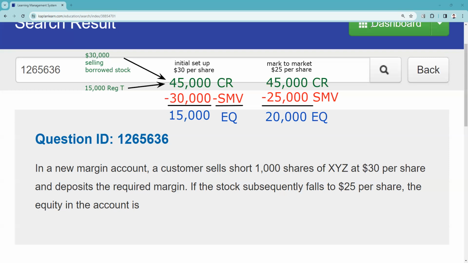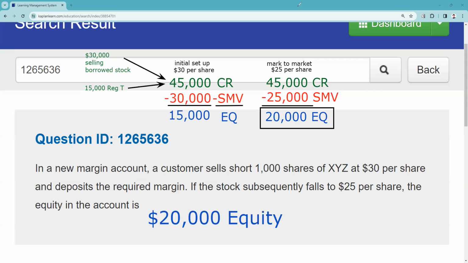But please note, you've made $5,000 by selling high at 30 and the stock is going down. So everything's going according to plan. Now it asks you, what is the equity in the account? Again, we just do the mark. And the answer to the question is there's $20,000 in equity in this account.